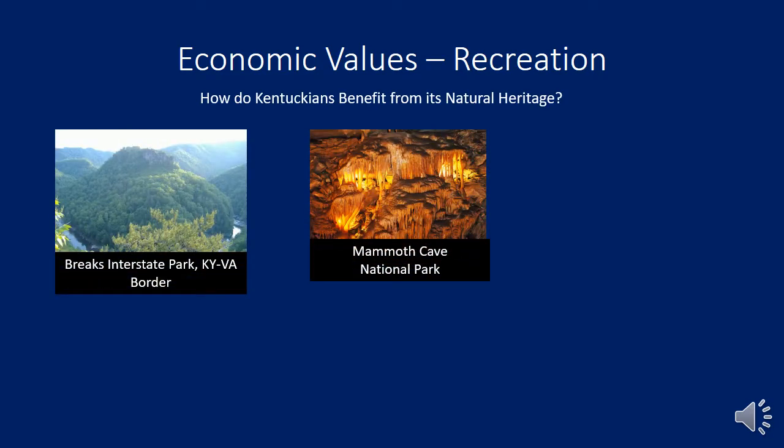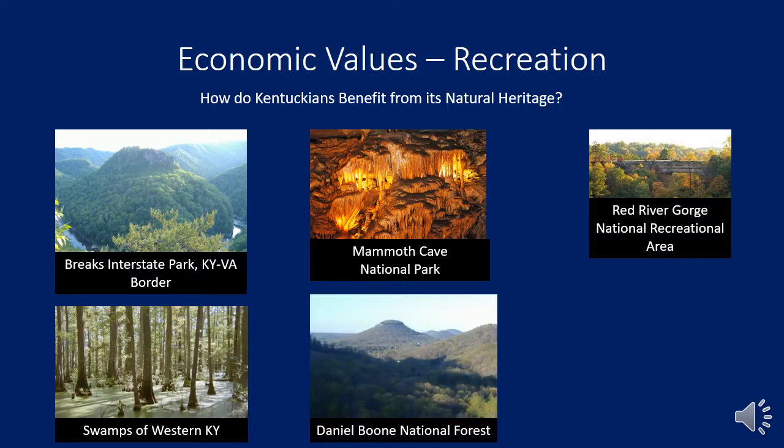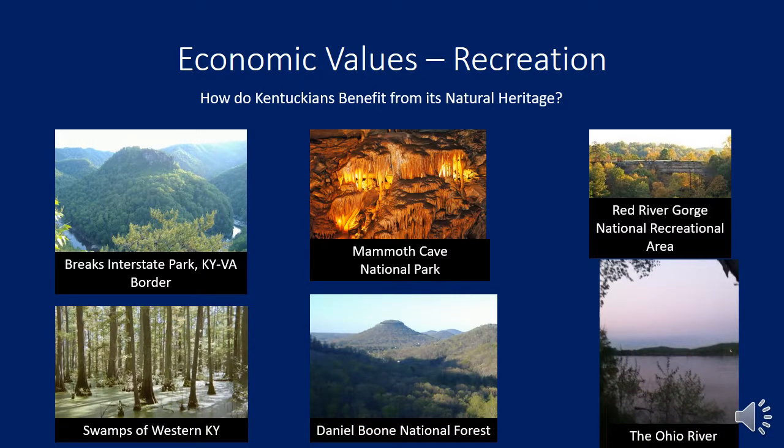Sometimes, you just like to go hang out. Like, we got to have a reason to live, right? And so recreation's one of those. And so how do people in Kentucky benefit from its natural heritage? Well, we've got a lot of really beautiful places in the state. Okay. So Breaks Interstate Park, it's on the Kentucky-Virginia border. It's pretty awesome. People go whitewater rafting, smallmouth bass fishing, hiking, stuff there. Mammoth Cave National Park, it's the largest cave system in the world. It's pretty cool. It's here in Kentucky.